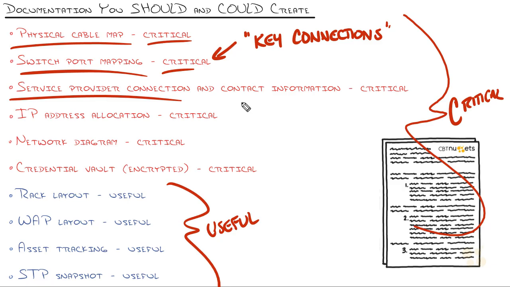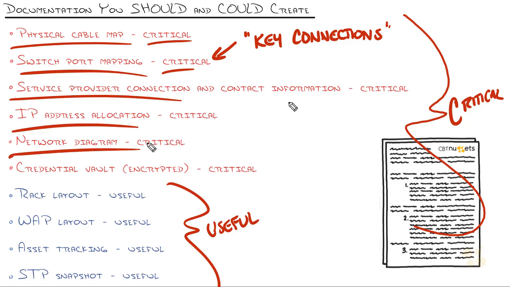Service provider connection and contact information. Who provides your internet access? What's their phone number? What's your contact? What's your account number or circuit ID? It's really common for the internet access to go down. What you want to be able to do is pull up a quick document that saves you all the time trying to Google on your smartphone and figure out what number you can call. IP address allocation. Who has what IPs?